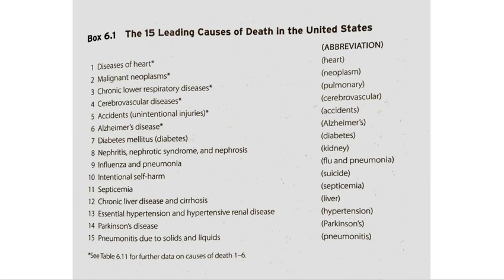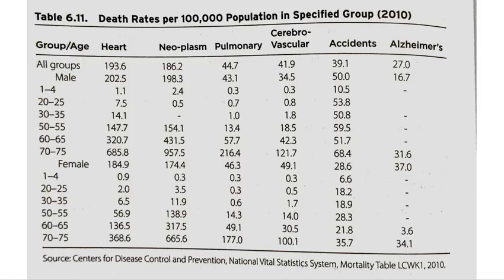So you can kind of study this slide, hit pause if you need to. These are the major causes of death in the United States. If we look at death rates per 100,000 for specific groups, we can see some of these top causes of death compared for the age-specific differences and also sex-specific differences.